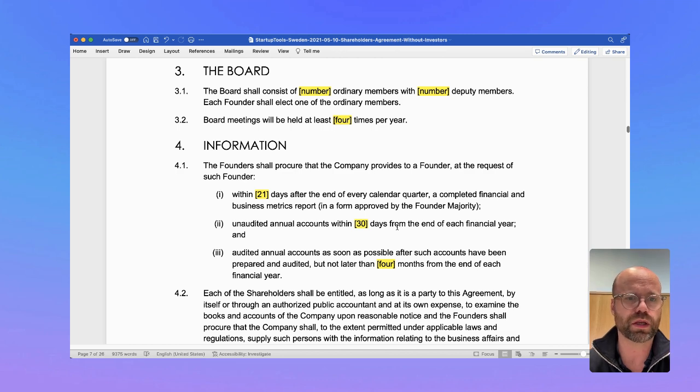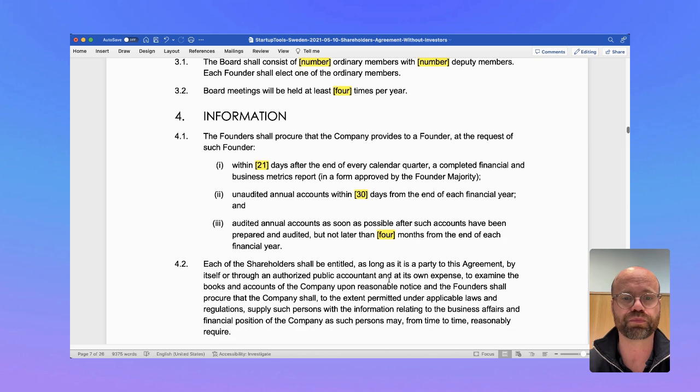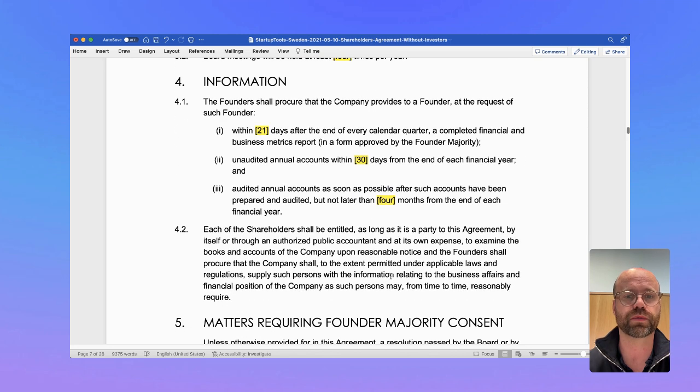There are also in section 4 here something about information rights, and this basically is for the founders. If a founder, for instance, leaves the company and is no longer involved in the operations, he or she still will have some right to information about the company, and that's stated here in 4.1. And that's a common thing to have in a shareholders agreement.